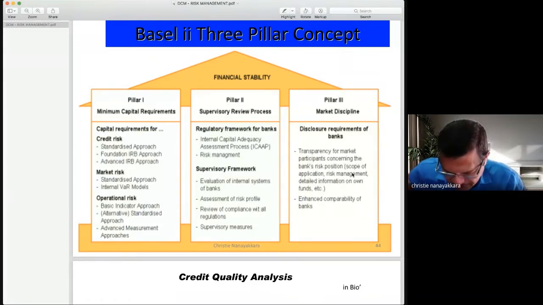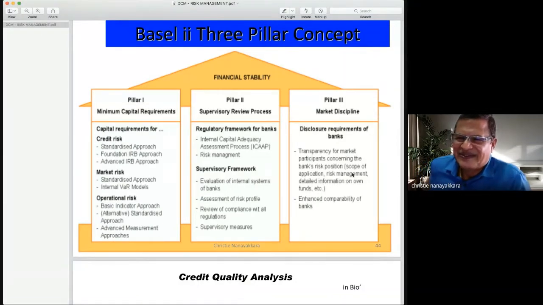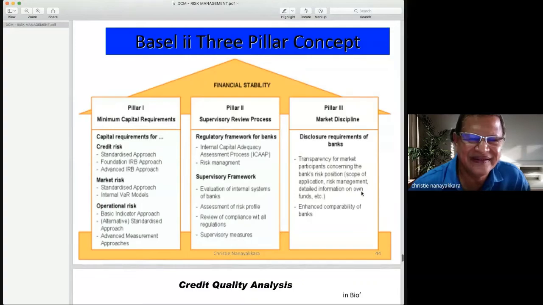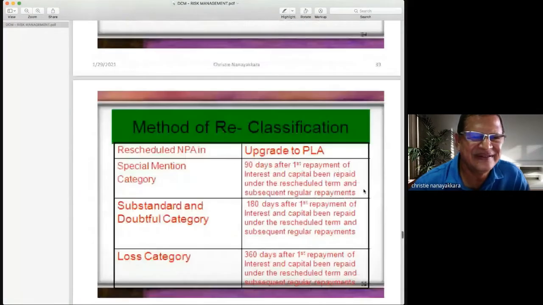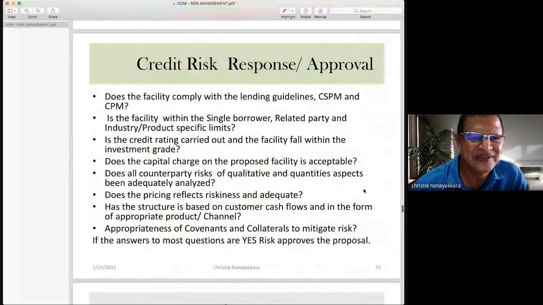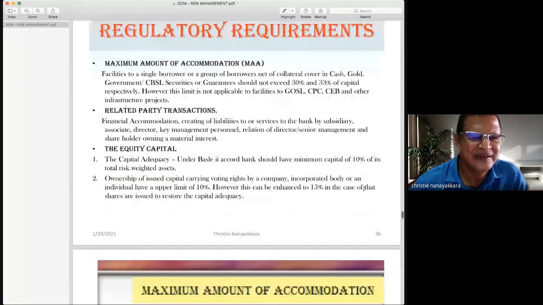However, now we have gone into Basel III. Under Basel III, your capital adequacy ratio now stands at 14%, provided your bank has more than a 500 billion asset base. Less than that, they have allowed to keep it at 12%. So that is the current requirement, and generally this requirement is checked mainly to see your equity capital.